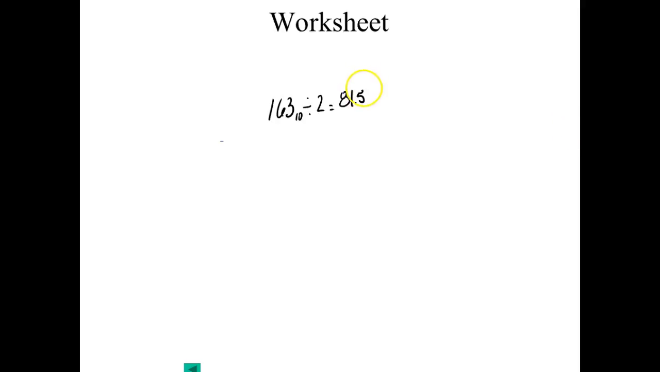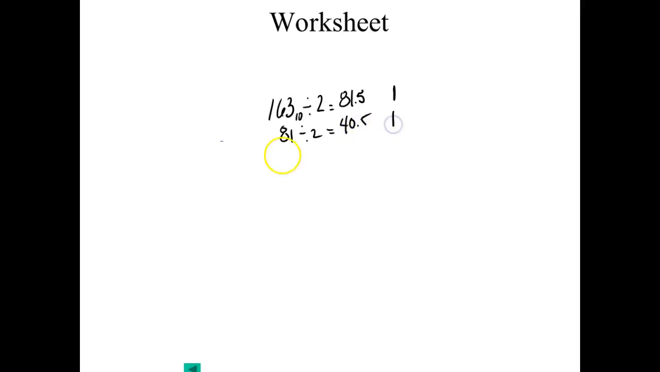So all I do is bring down the 81 and divide it by 2, and out here I'm going to put a 1. Anytime I have no remainder, I'll put a 0. Anytime I have a 0.5 remainder, I'll put a 1. So now I have 81 divided by 2. What do we get? 40.5.